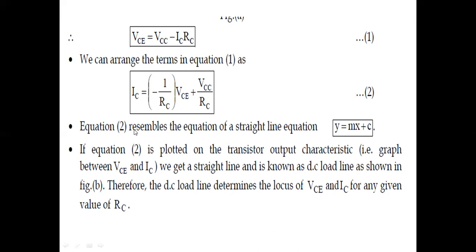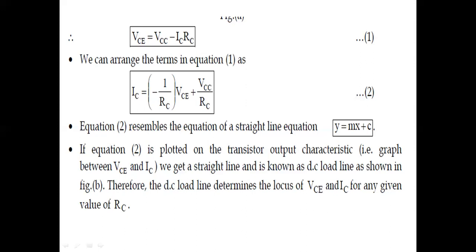This equation 2 resembles the equation of a straight line, that is y equals mx plus c. Here y represents the y coordinate value and x is the x coordinate value, c represents the constant, whereas m is considered the slope. If equation 2 is plotted on the transistor output characteristics, here we have taken the common emitter transistor configuration. For a common emitter transistor, the output values are collector current as well as collector to emitter voltage. These are the two values where we need to draw the output characteristics.